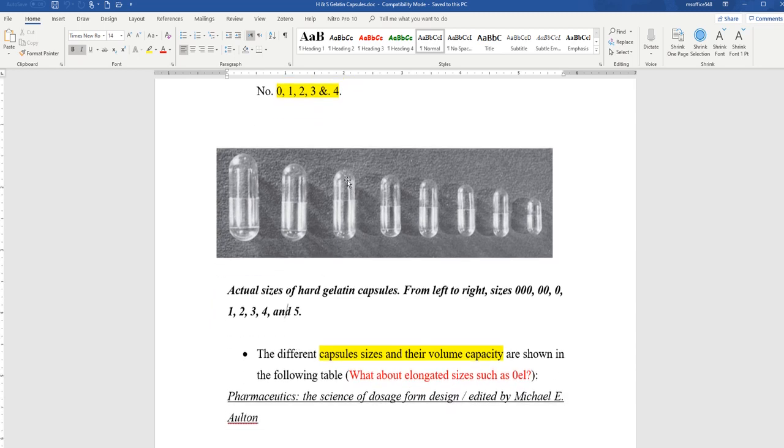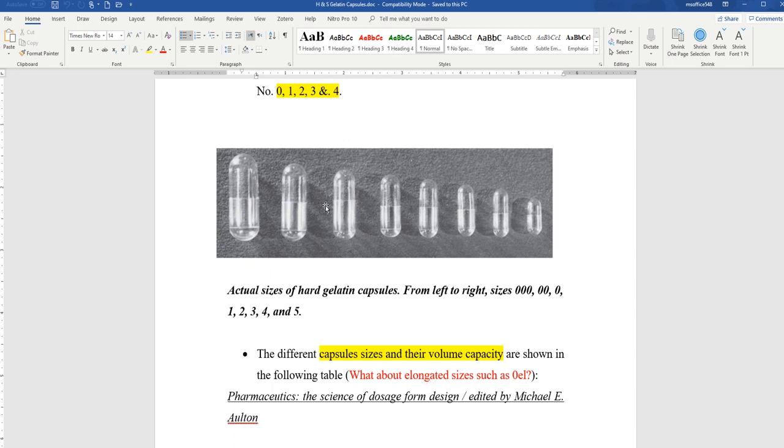Because sometimes we need to use big capsules and this can cause problems, that's why we have new types of capsule sizes. Okay. We have what we call elongated sizes. What do we tell them? Elongated sizes. Why are the companies producing a new type of capsule?